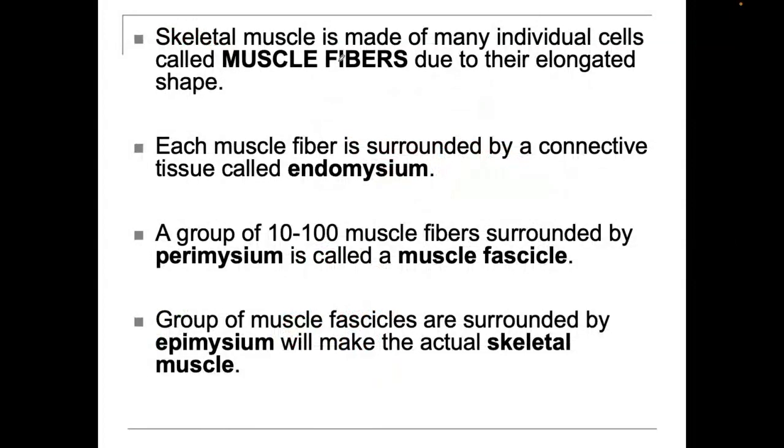So the skeletal muscle is made up of individual cells. Those are called muscle fibers. And each muscle fiber is surrounded by an endomysium. You can have a group of 10 to 100 muscle fibers surrounded by a perimysium, also called muscle fascicle. And then a group of those fascicles are surrounded by an epimysium. So those are the three main layers that will actually make up the skeletal muscle.